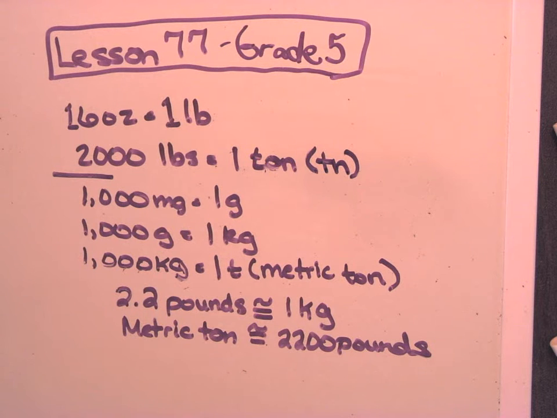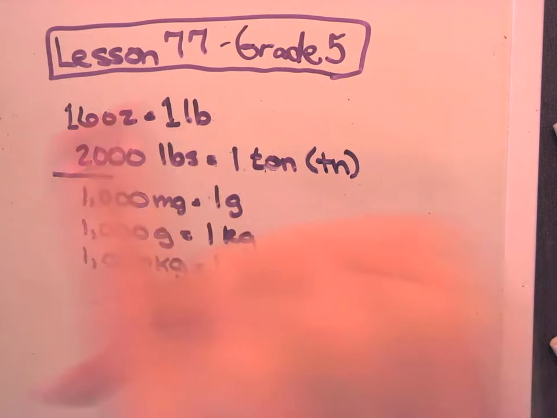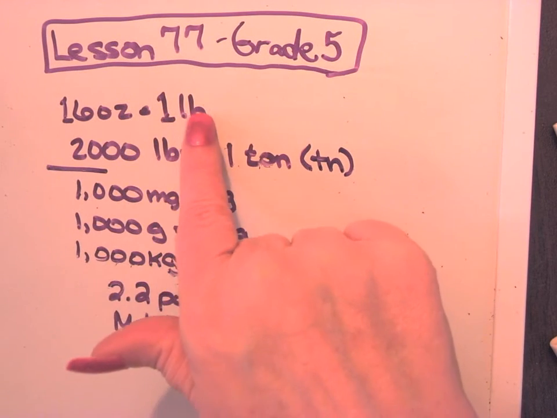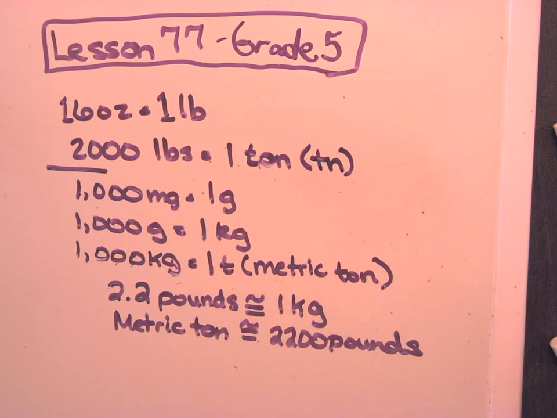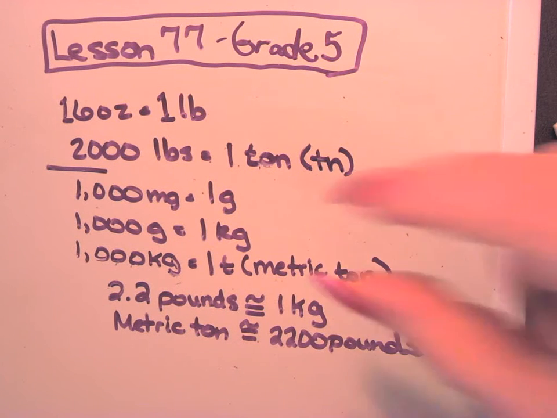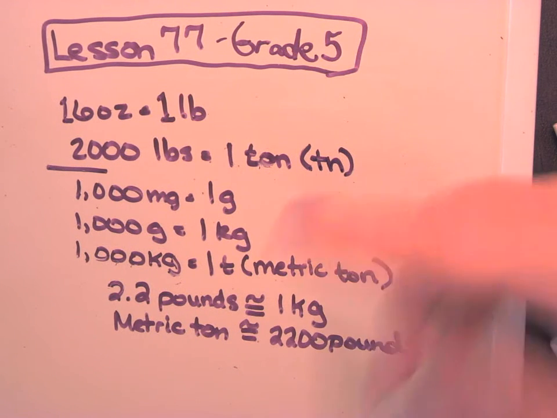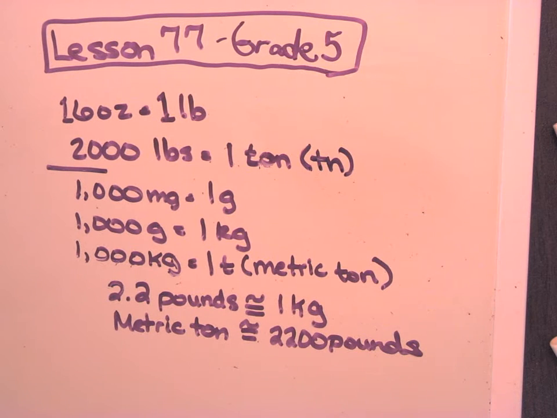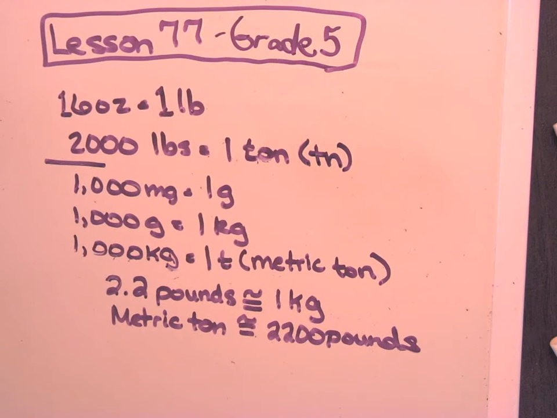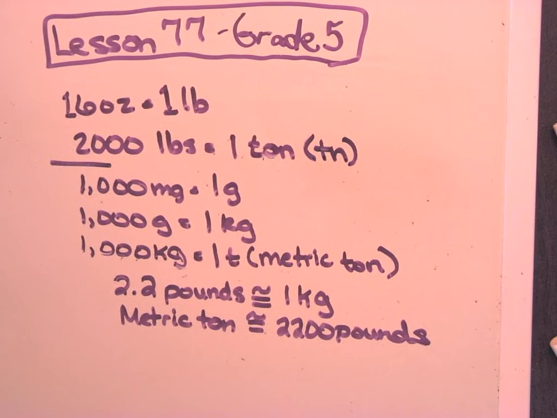And here are some conversions I wrote down. They're also in your book on page 499, but they're things that we're going to use, so I want to have them right in front of us here. So 16 ounces equals 1 pound. And again, we're talking measurement of solid objects. We're not talking about fluid ounces of water or any type of liquid like that.